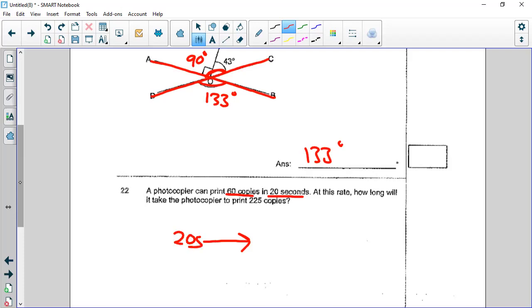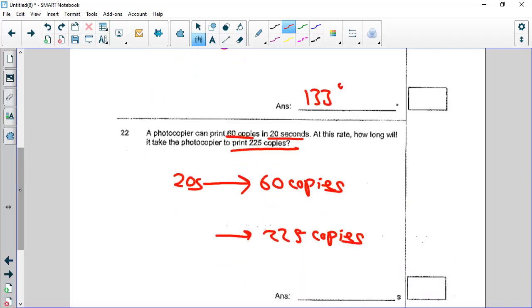20 seconds, arrow sign, 60 copies. Okay, there's an arrow there. At this rate, how long does it take the photocopier to print 225 copies? So you will have to do some jumping. If you can jump, it'll be faster. So how do we jump? I don't think we need to jump. We just find 1 second. There's no need to jump.